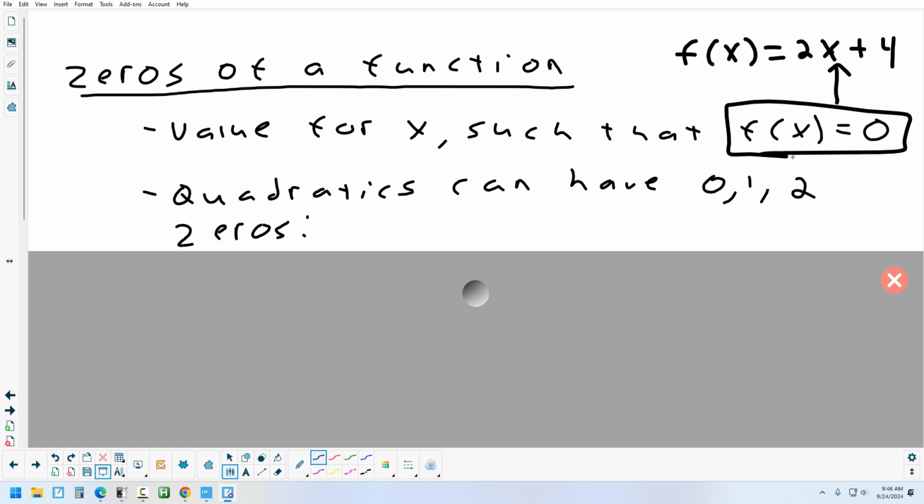Quadratics, it's a little harder to find the zeros. Usually you've got to factor or use the quadratic formula, but linear, non-quadratic problems, it's easier to find.